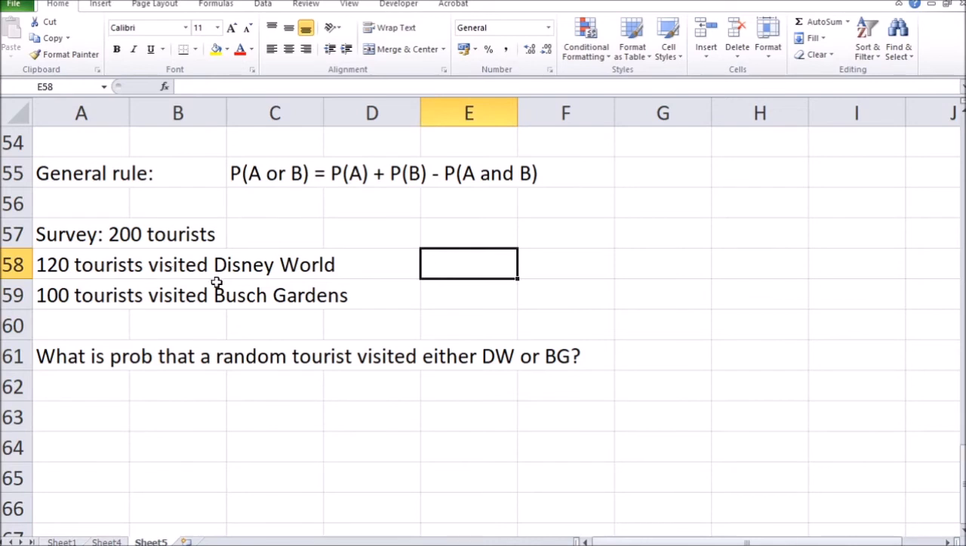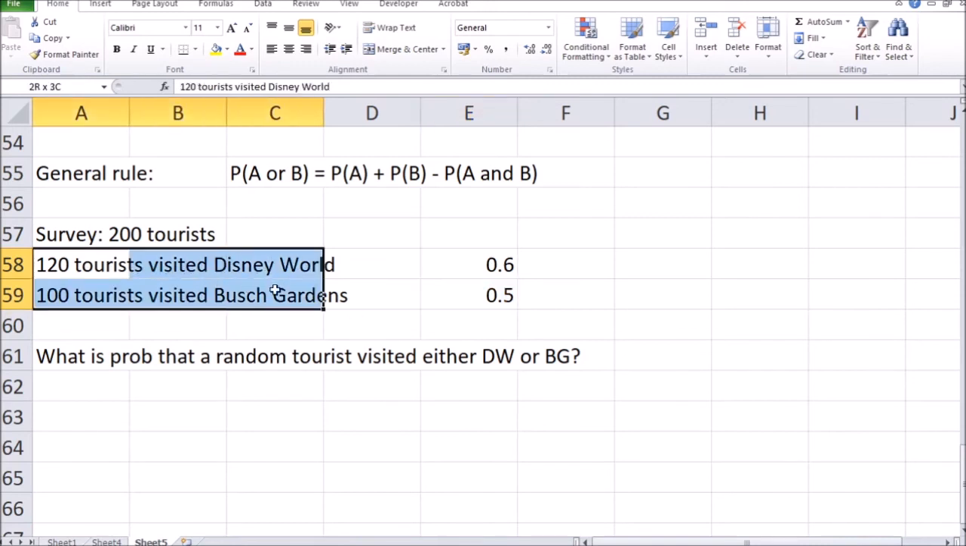The probability of a tourist visiting Disney World, based on the empirical data over here, empirical probability, is 60%. That's 120 divided by 200. And the probability of any random tourist visiting the Busch Gardens is 50%. That's empirical probability of 100 divided by 200. Now again, if you forget to check whether the events are actually mutually exclusive or not, if you just add these two probabilities as in the special rule, the probability that a tourist visits either of these two places is 110%. It's actually 1.1, but as you know, probabilities cannot be more than 100%. Probabilities cannot be more than 1.